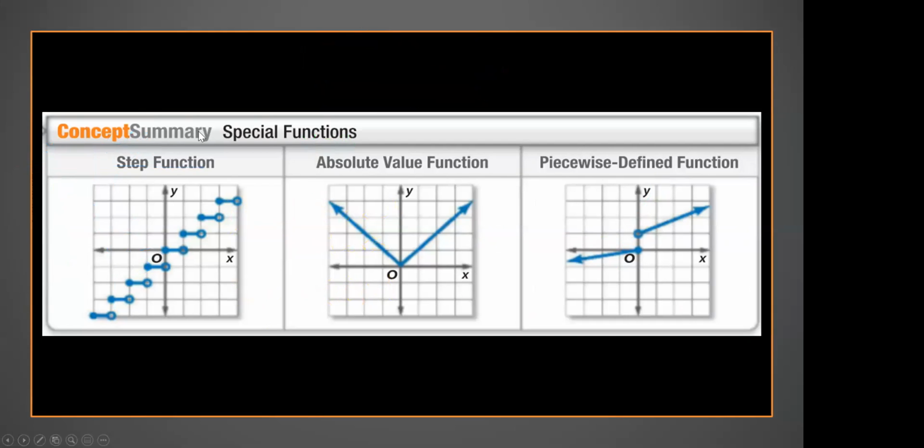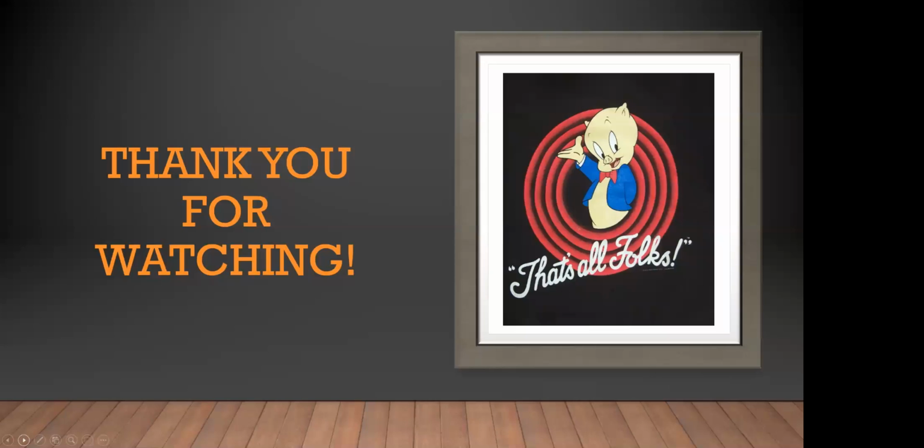All right, so just to summarize the different types of special functions, we have step function. Remember, it looks like stairs, okay? And then we have absolute value function, okay? Those are V-shaped. And then we have piecewise defined functions, okay? And we can have two linear functions going in different directions there, okay?